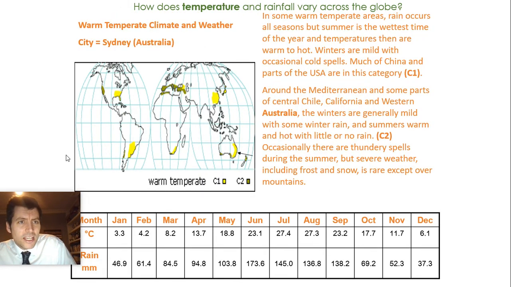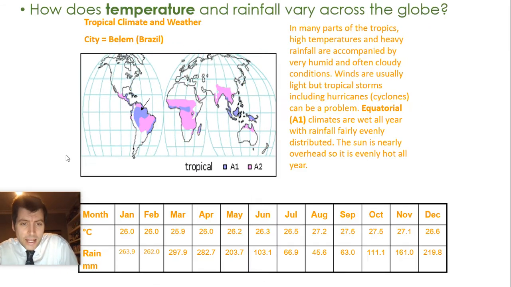And now we can look at another location which has somewhat temperate, but sometimes really very warm temperature, which is elements of Australia, so Sydney. Okay, so sometimes there is elements of rain occurring, but summer is the wettest time of year for this area. Now, Australia, the winters are generally mild, so not very cold, and the summers are warm, and there's very little rain.